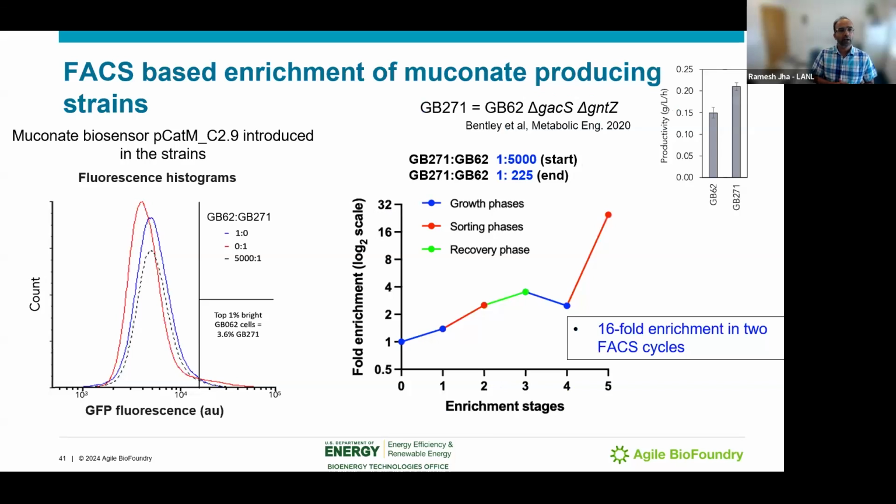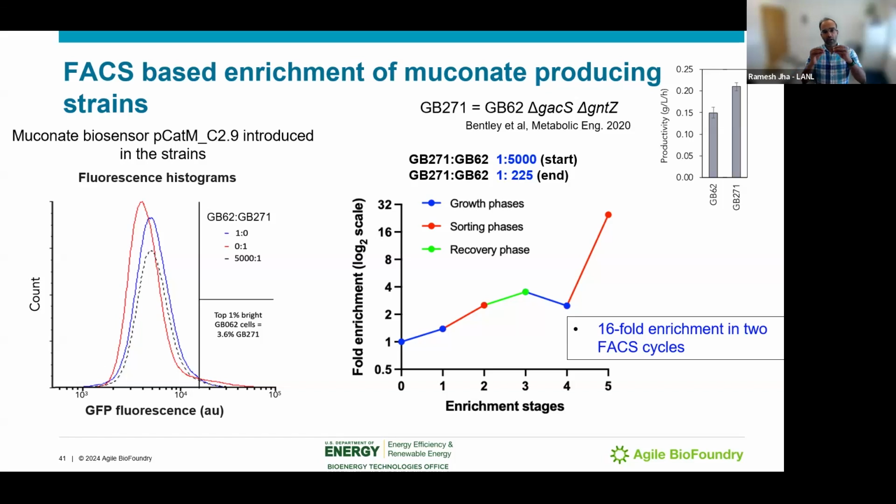So we have further gone ahead and challenged this particular approach by looking at two certainly different strains. Both can be good producers, but a couple of mutations away from each other, which gives them some advantage in terms of growth or productivity. Here we give you an example of GB62 and GB271, which show some difference in productivity, but they are only two mutations apart from each other.